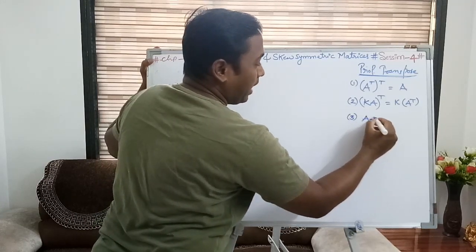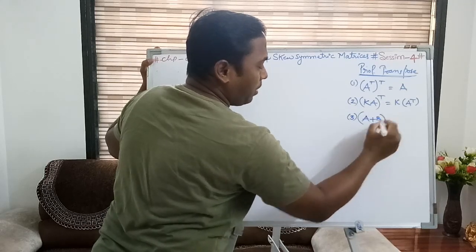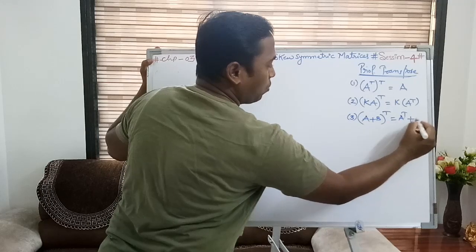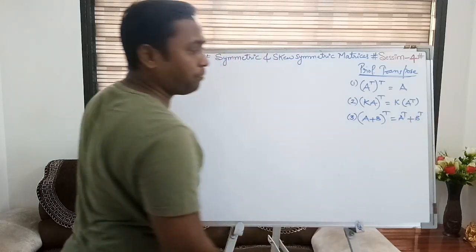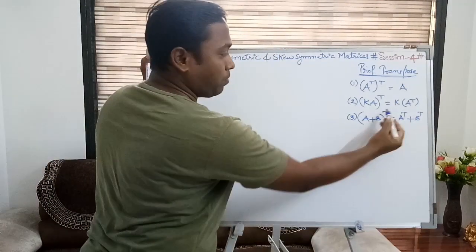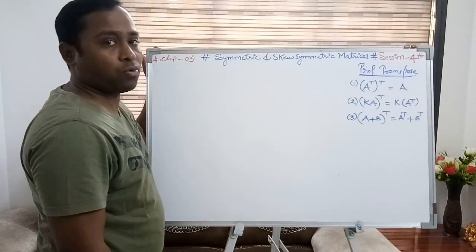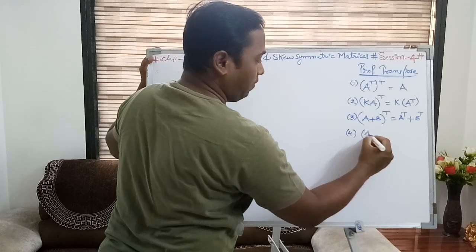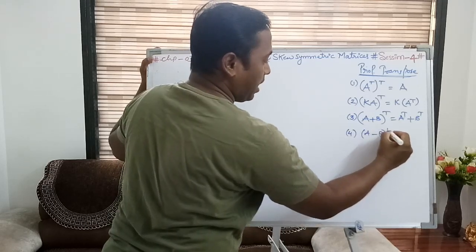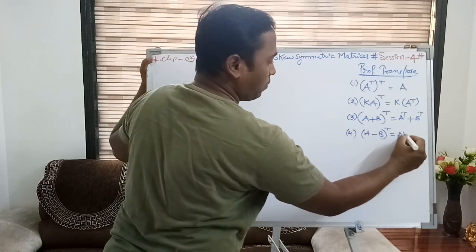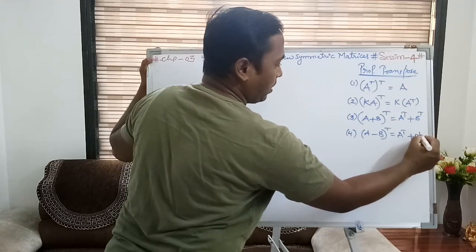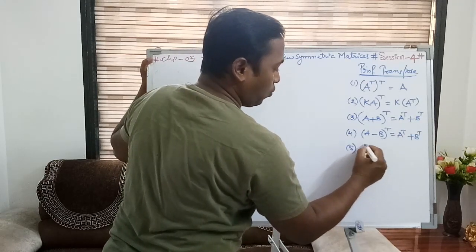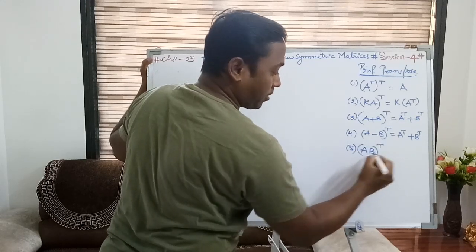And A plus B whole transpose is equal to A transpose plus B transpose. I repeat, A plus B whole transpose is equal to A transpose plus B transpose. Similarly, for difference also, A minus B whole transpose is equal to A transpose minus B transpose. The fifth is A into B whole transpose, the product.